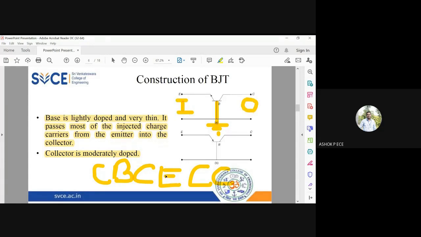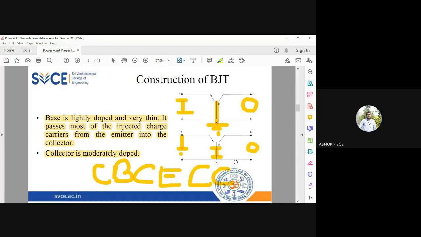Now you see, common emitter means the emitter is grounded. So for the remaining two terminals, can you say what is input and what is output? Base is input. Collector is output. Very good. Base is input and collector is output.